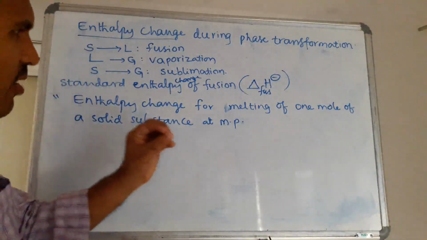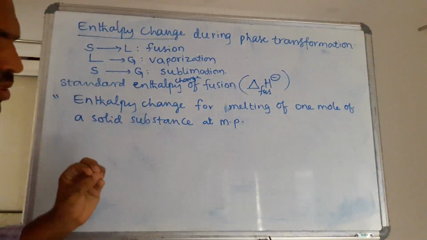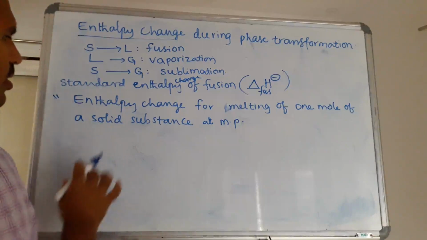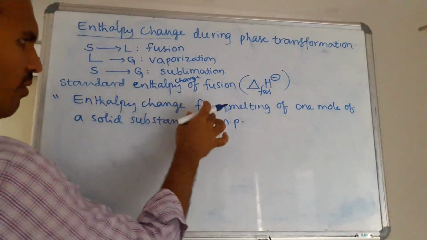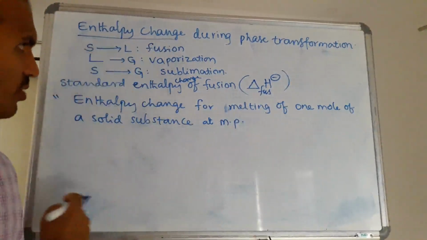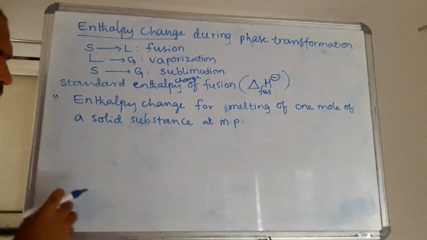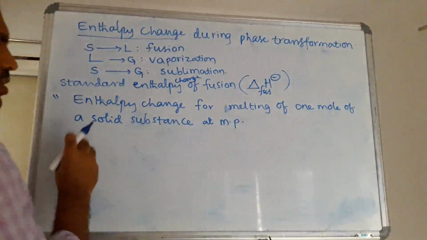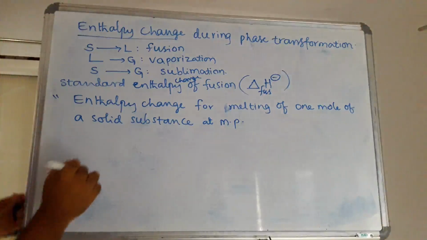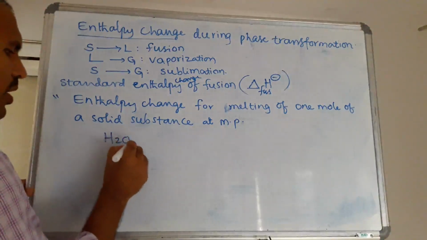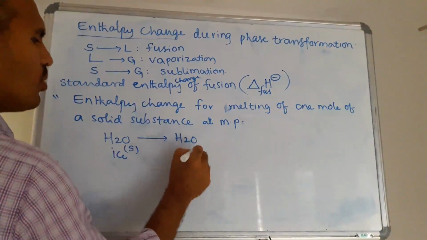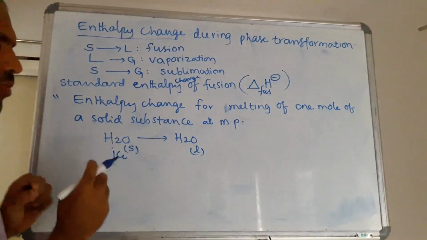Now there is no difficulty in this definition. Standard condition means pressure, temperature and concentrations are fixed values. Enthalpy change for melting of 1 mole of solid, because solid to liquid conversion is known as fusion. Then the remaining is solid substance. Melting means solid converted to liquid. We can write H2O solid, this is called ice, converting into H2O liquid.